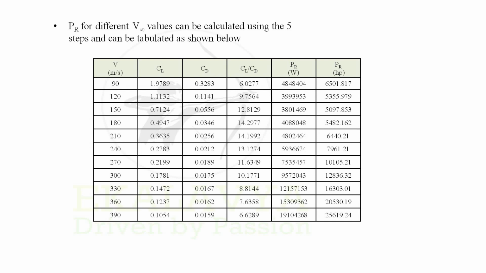PR for different V infinity values can be calculated using the 5 steps and can be tabulated as shown below. If you take velocity to be 90 meter per second in step 1, in step 2 you can calculate the CL for 90 meter per second, in step 3 you can calculate CD for 90 meter per second, in step 4 you can calculate CL by CD ratio for 90 meter per second, and step 5 you can calculate the power required to fly at a velocity 90 meter per second. Then if needed you can convert it in terms of horsepower. In the similar way, for different velocity values you can calculate CL, CD, CL by CD ratio and power required, and it can be tabulated as shown in the slide.